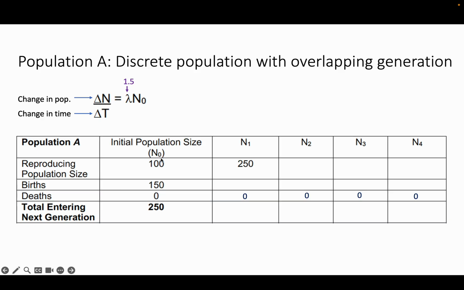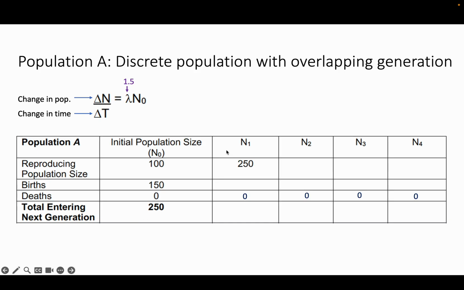We start off with an initial population of 100. We're going to plug 100 into the equation and multiply by 1.5, because that is the rate of growth. So 100 times 1.5 gives you 150. Now 150 is just the number of births. It's not the total population. To find the total population, we have to add 150 to the adults, because remember the parents are still around. So now we end up with a total population of 250.